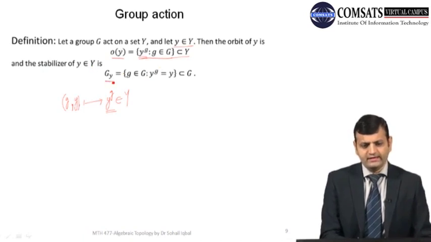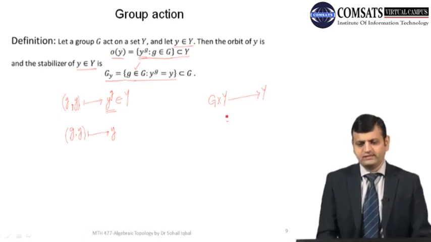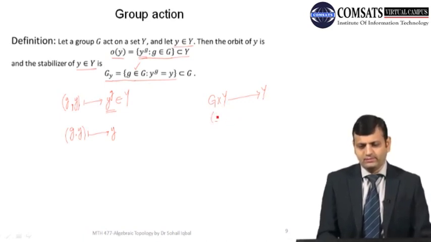And the stabilizer of y is defined as, okay, so once again we are fixing this y, so it is a set of all elements of the group which fix this y. Okay, so fix in a sense that when I apply g on y, then I once again get y. Once again this notation y raised to power g is the image of (g, y). So remember, if we have a group action, then we have a map from G cross Y to Y satisfying certain conditions. So it is this map, and we are denoting the image of (g, y) under this map by y raised to power g.